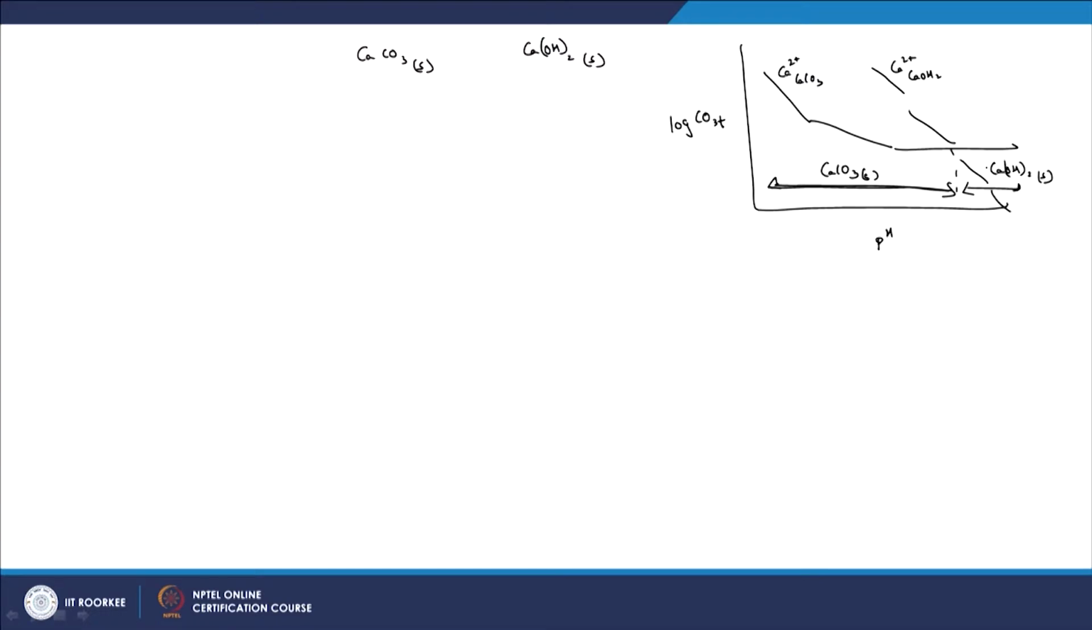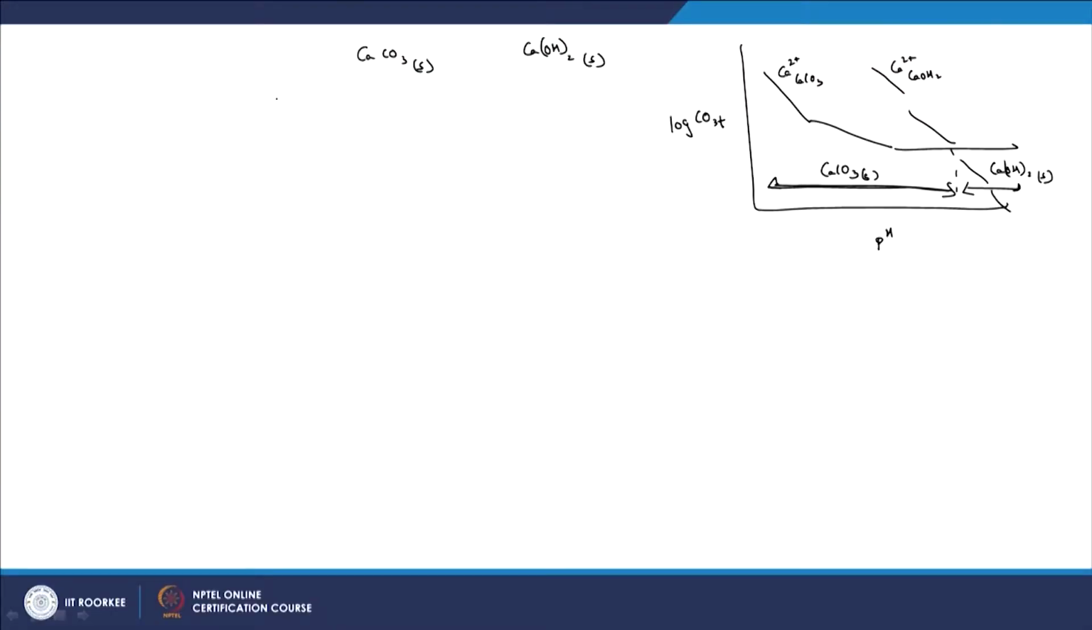But obviously, if I want to get a snapshot of what is happening in the system, I need to be able to develop the boundary lines. So, let us just try to develop those boundary lines. How can I develop the boundary lines, or when will both the solids precipitate out? When the concentration of calcium in equilibrium with CaCO3 is equal to the concentration of calcium in equilibrium with Ca(OH)2. So, what is that region?